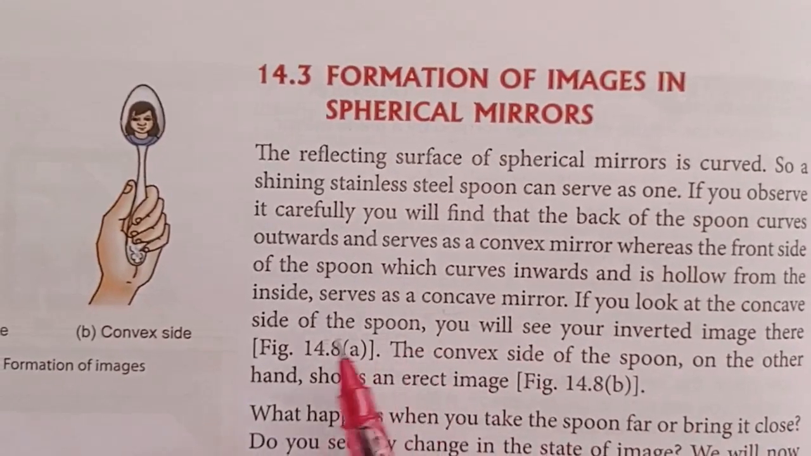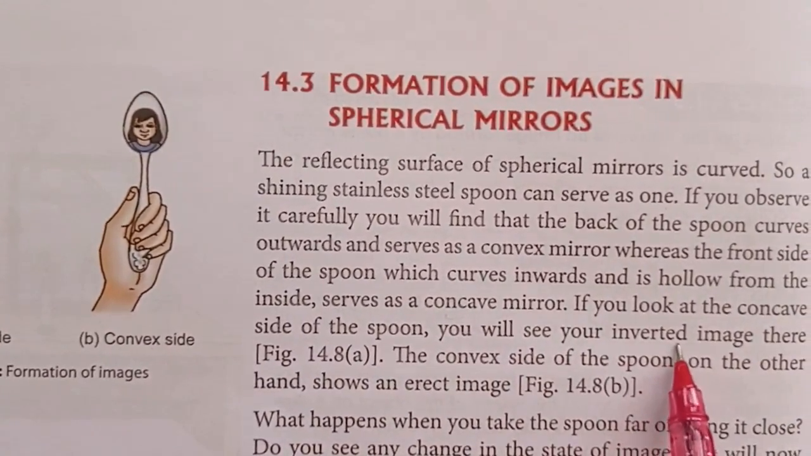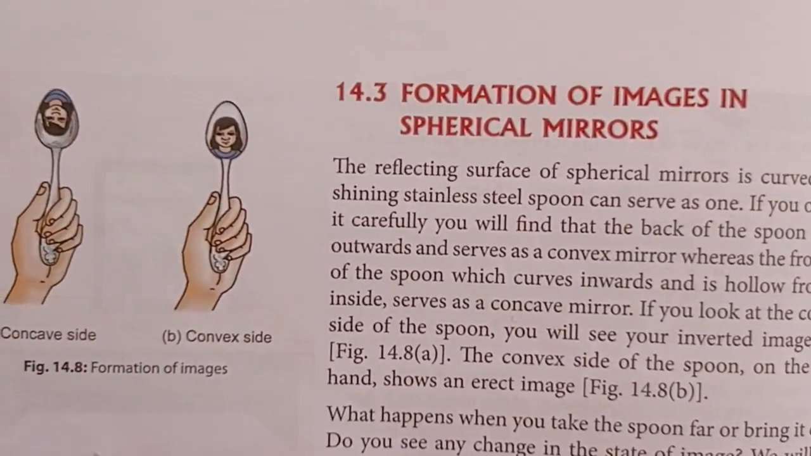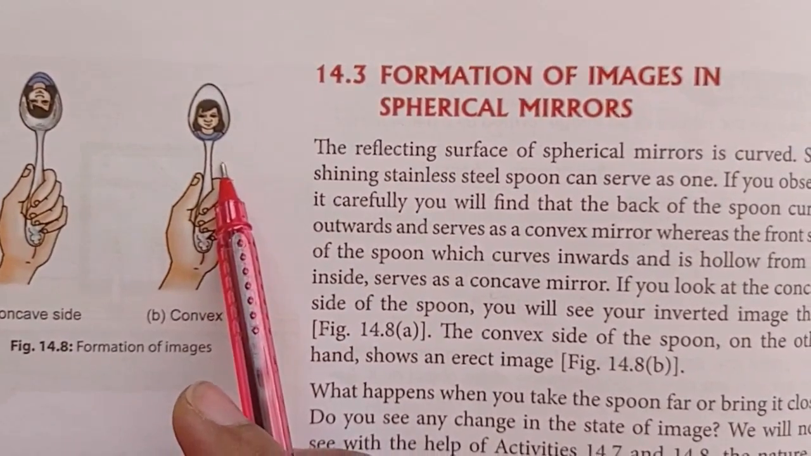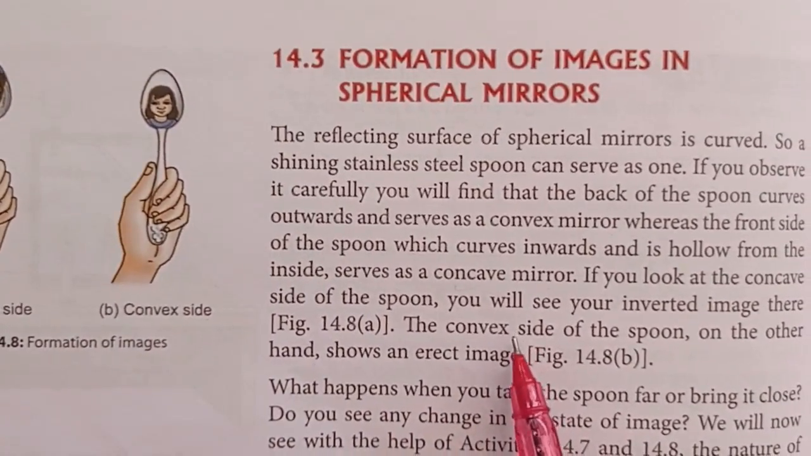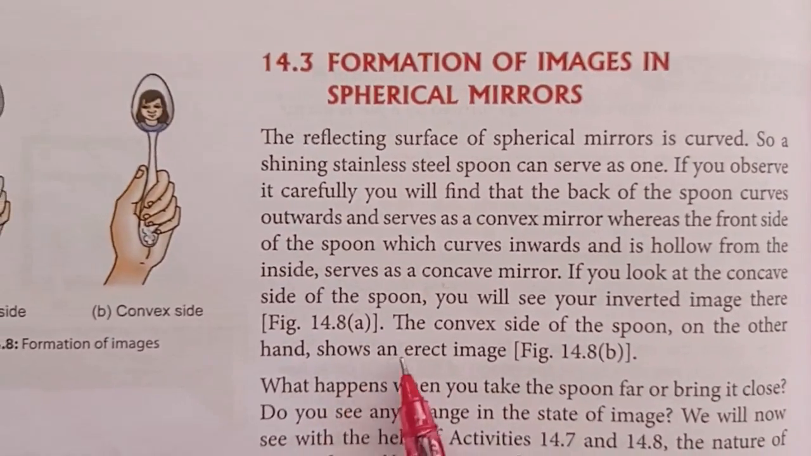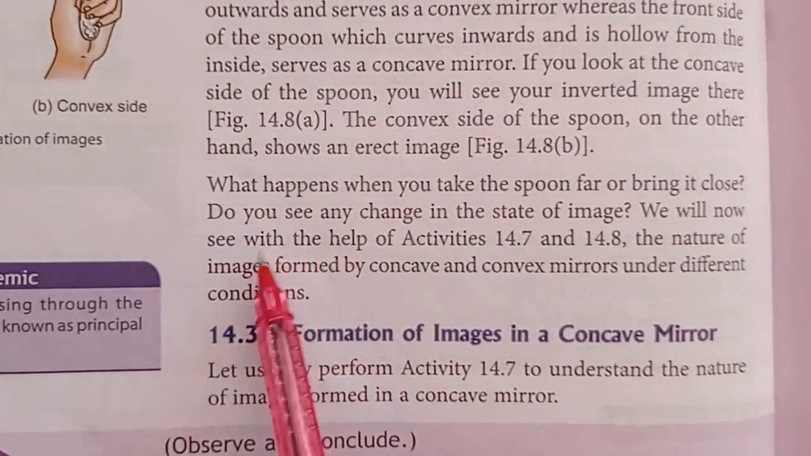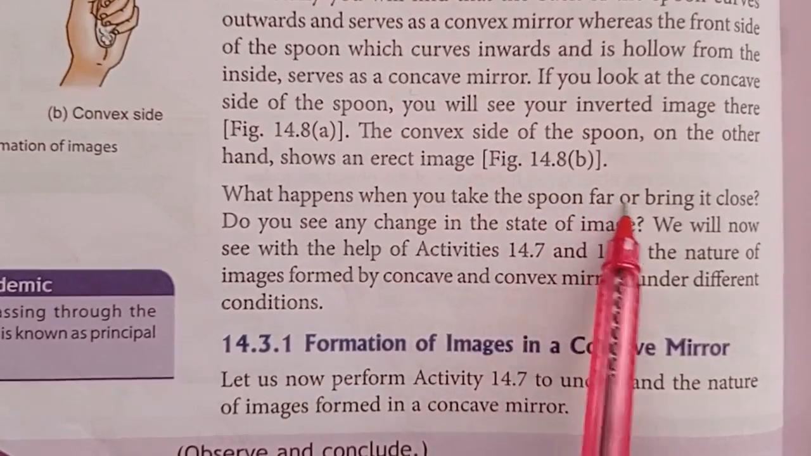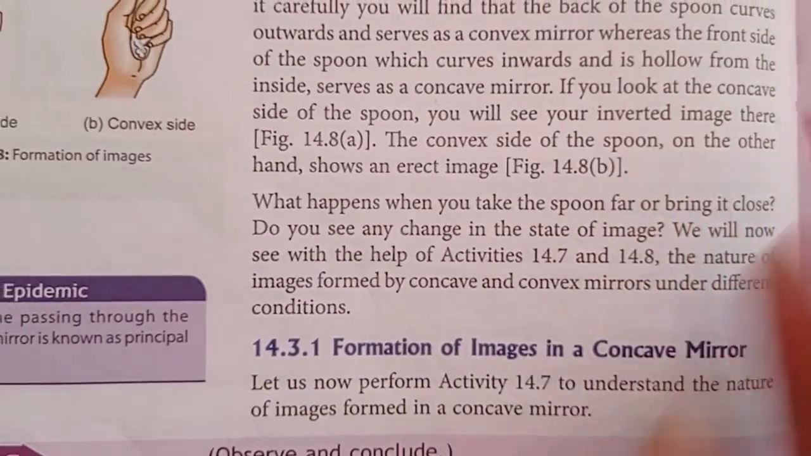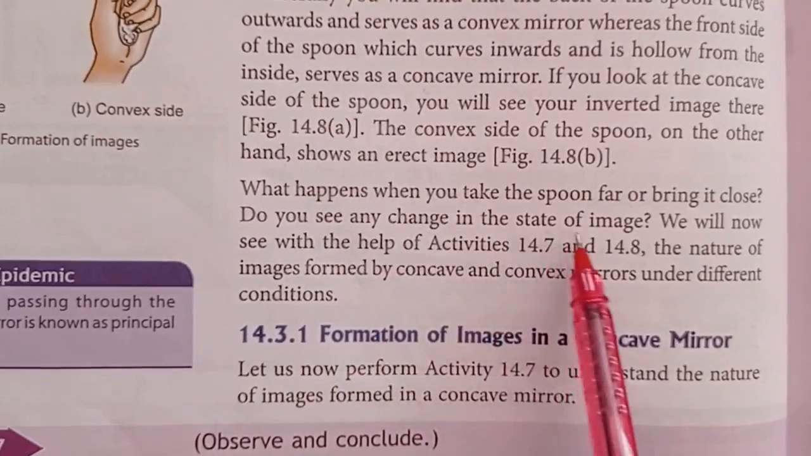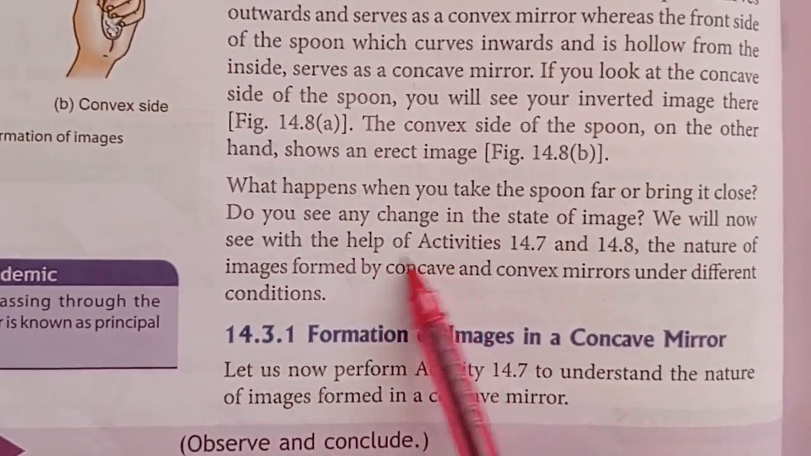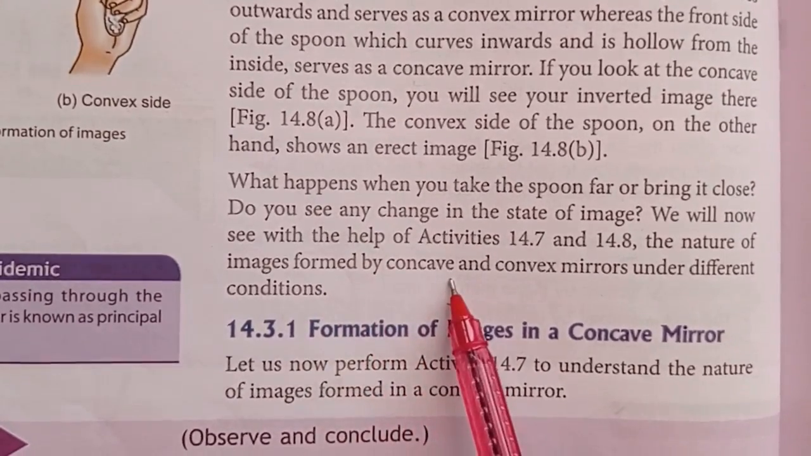If you look at the concave side of the spoon, you will see your inverted image. In case of concave you get the inverted image, in case of convex side you will get the erect image. The convex side of the spoon, on the other hand, shows an erect image. You can try this at your home also, okay, with the help of the spoon. What happens when you bring the spoon close? आपको नज़दीक लेके लानी है. Do you see any image? No. We will now see with the help of these activities how the image is formed.